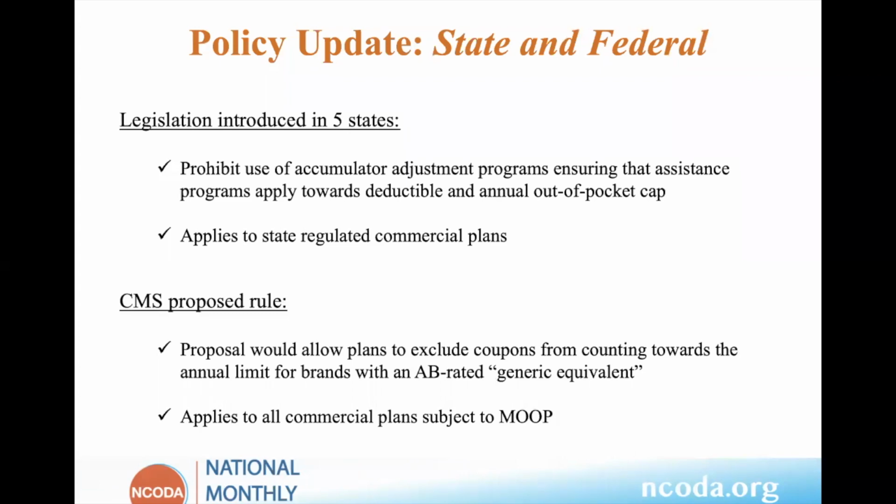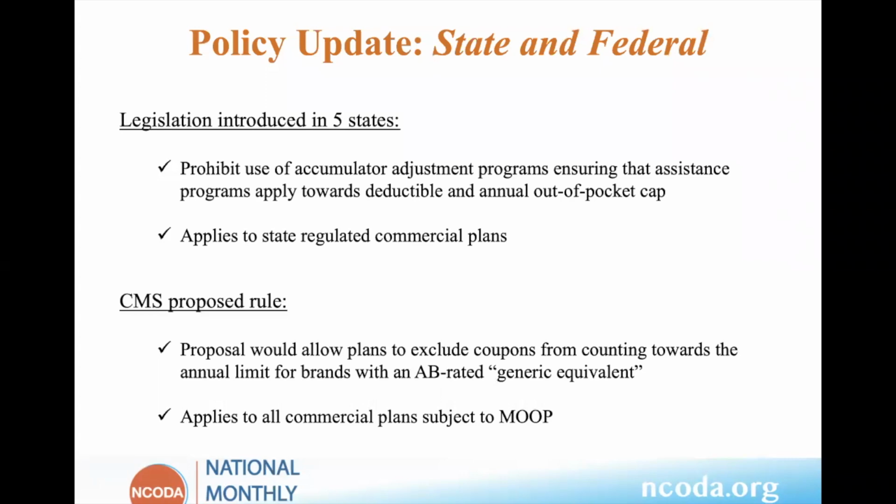So amongst all the proposed rules that was provided on January 17th, there was one accumulator proposal that would exclude the use of coupons or copay assistance from counting towards a patient's annual out-of-pocket cap for brands that have an AB rate equivalent. So this rule has been interpreted different ways, and many stakeholders are submitting comments to CMS to get some more clarification on what this means.